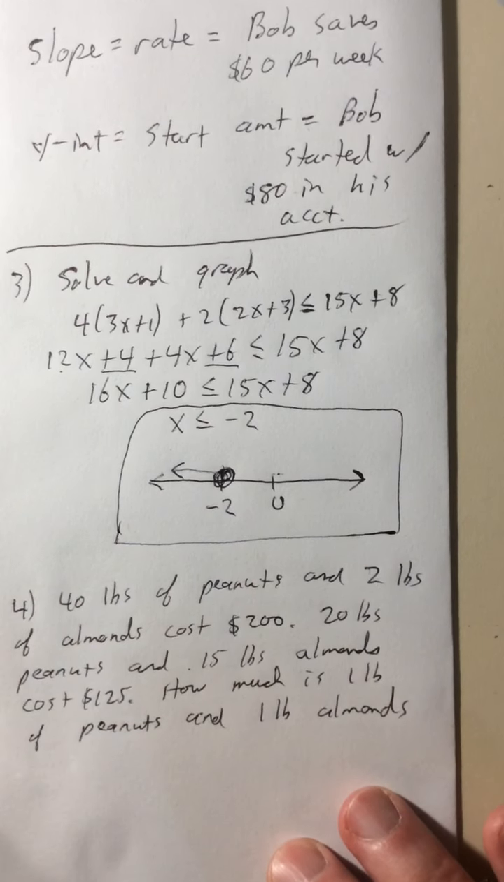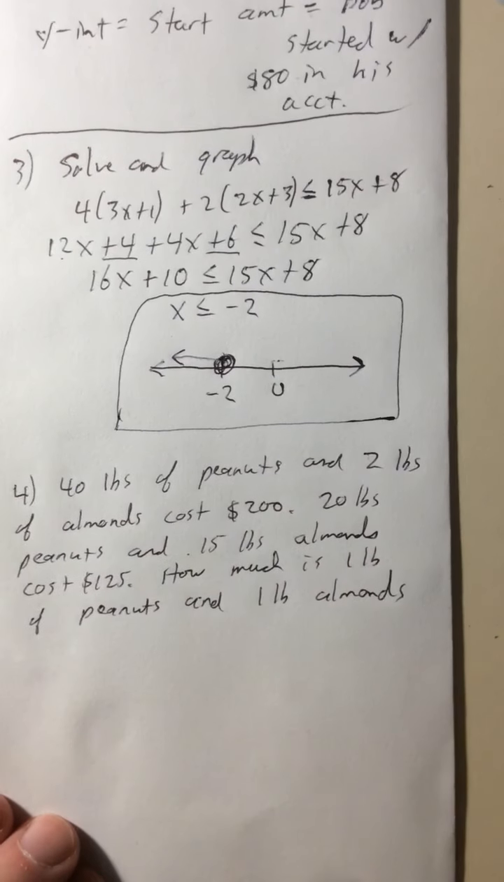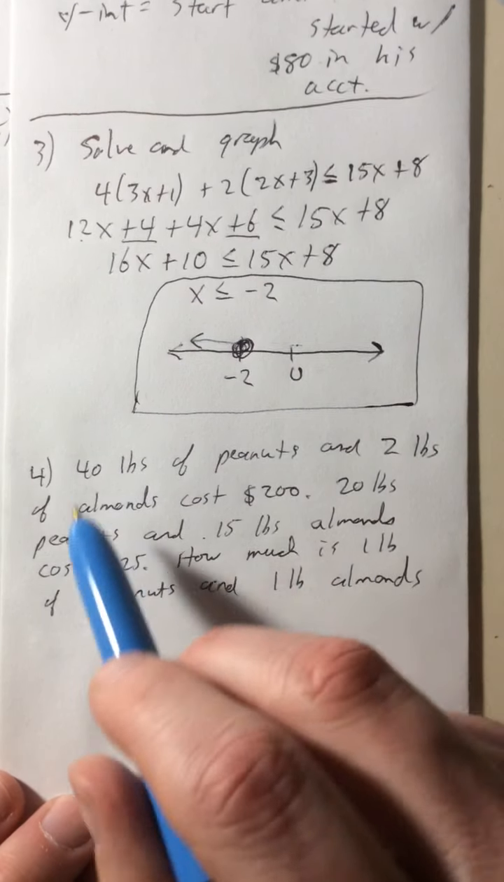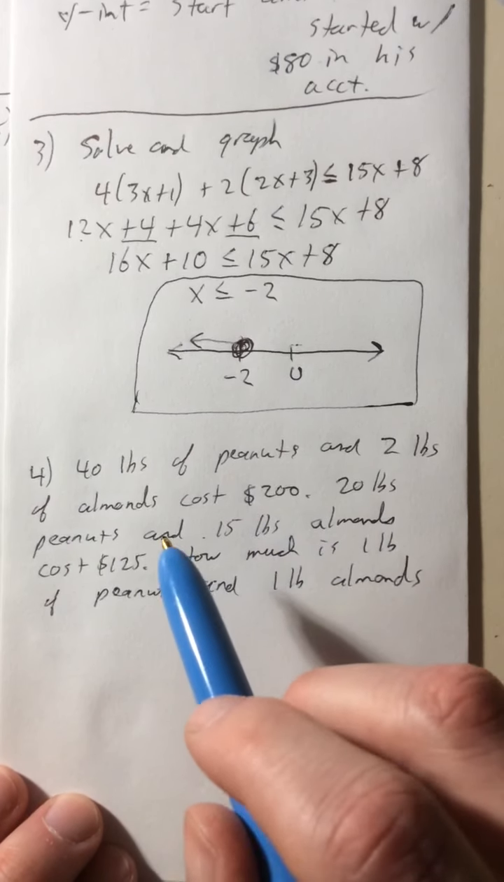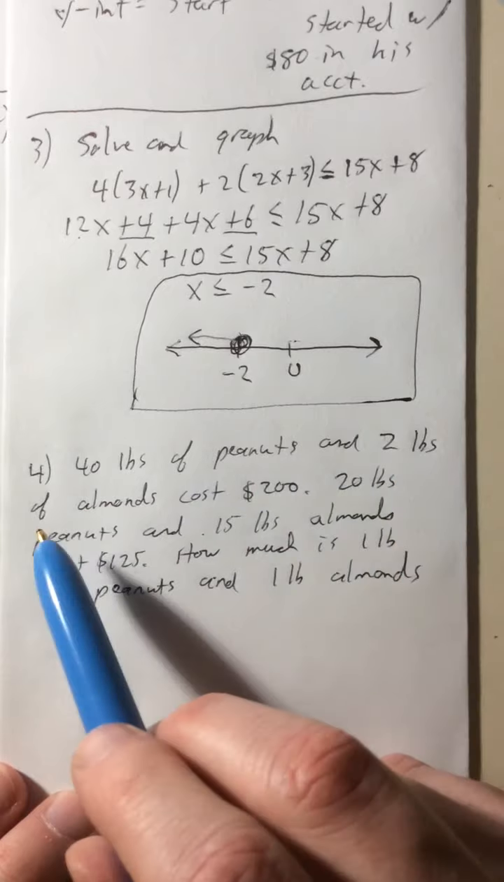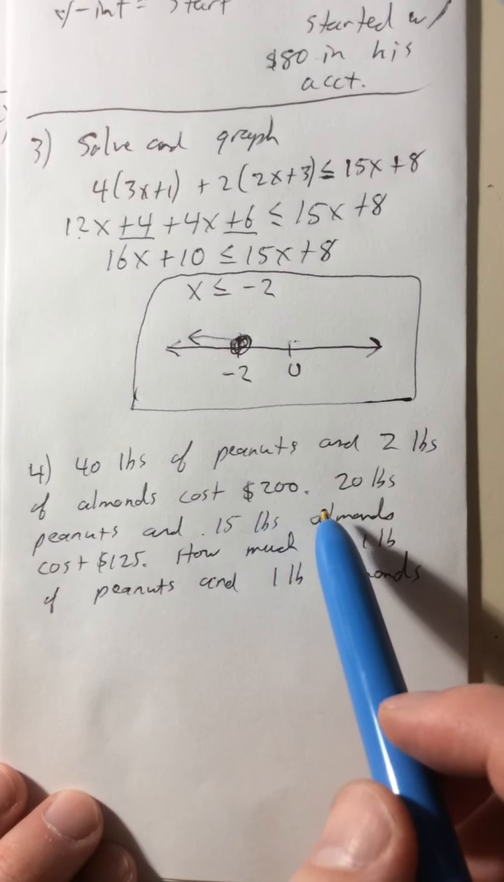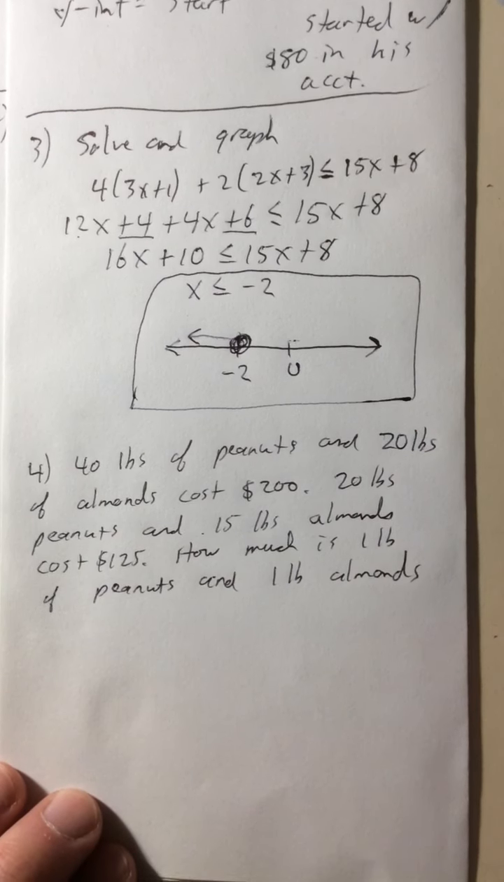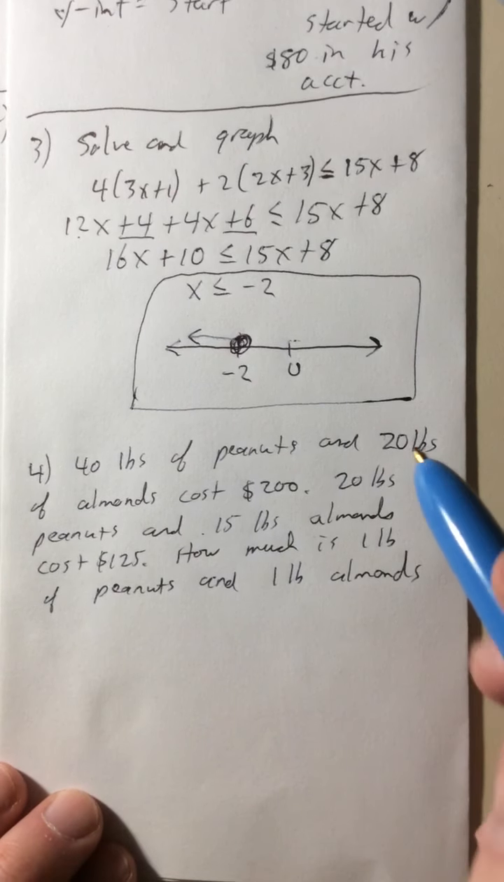Okay, so here we have another word problem. And this is going to involve systems of equations, something that we've done this year. So it says 40 pounds of peanuts and 2 pounds of almonds cost, whoa, pretty sure I meant to do 20 pounds. I really hope so, or else this problem's going to be a mess.